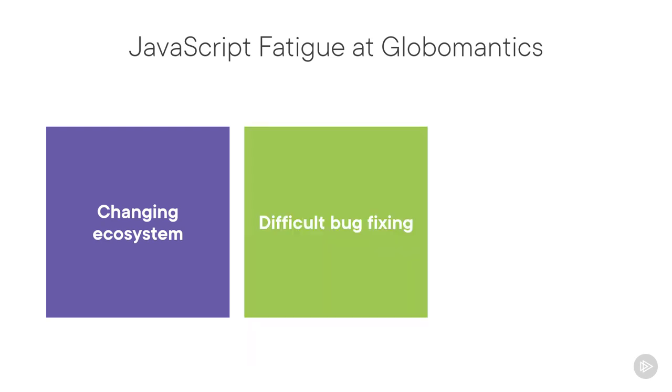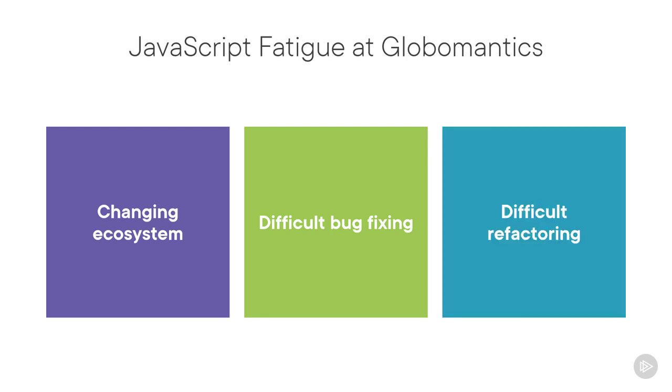Moreover, some web apps have subtle bugs which are very difficult to fix. Also, front-end developers are reluctant to refactor older code, fearing that they might introduce even more bugs. To address this situation, Globomantics wants to explore other technologies for the front end of some of its web apps.